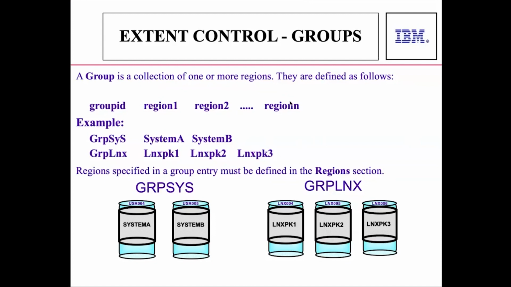I wouldn't worry about it. So I have a system group and a Linux group over here, and that would make up these regions. The system group would make up these system A, system B regions. And this is typically what you work with.